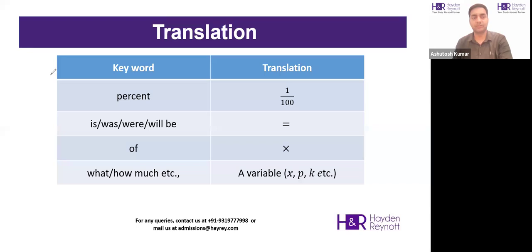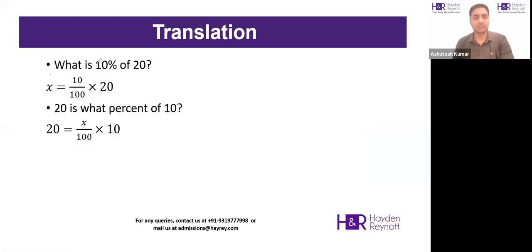So let's say we have something like this: what is 10% of 20? Or, 20 is what percent of 10? When we flip the statement, sometimes it gets a bit confusing whether I have to multiply with 100 or divide with 100, whether I have to multiply with the number 20 or divide with 20. If you don't want to get involved in all that, you can simply use the translation as we have used here. X is equal to 10%, 10 by 100, of means multiplication, 20. So X is equal to 10 by 100 into 20. Now you can solve it and get the value of X from there.